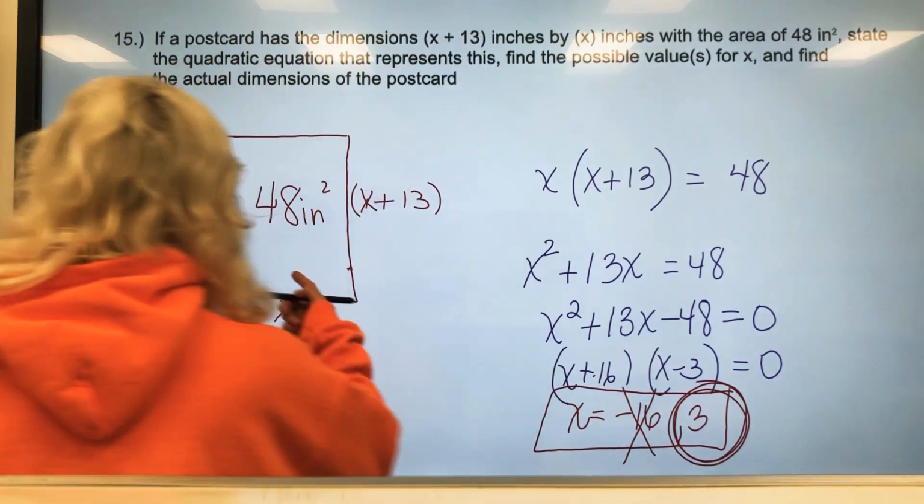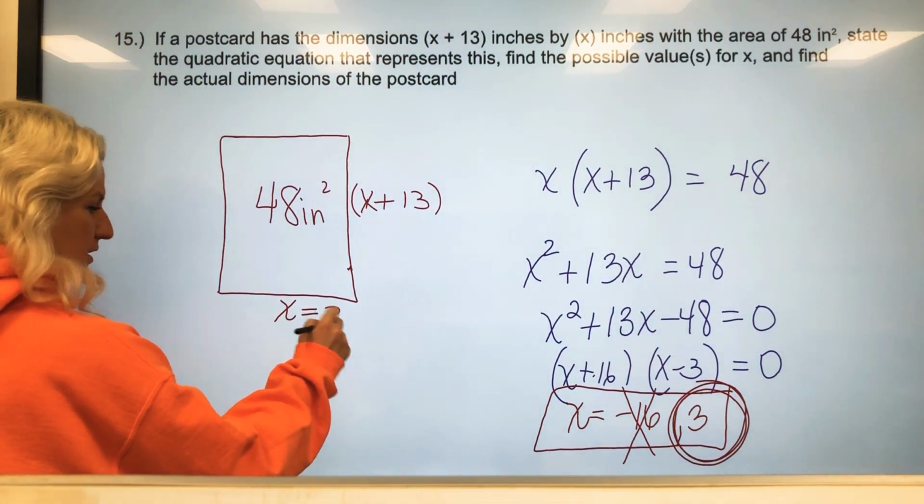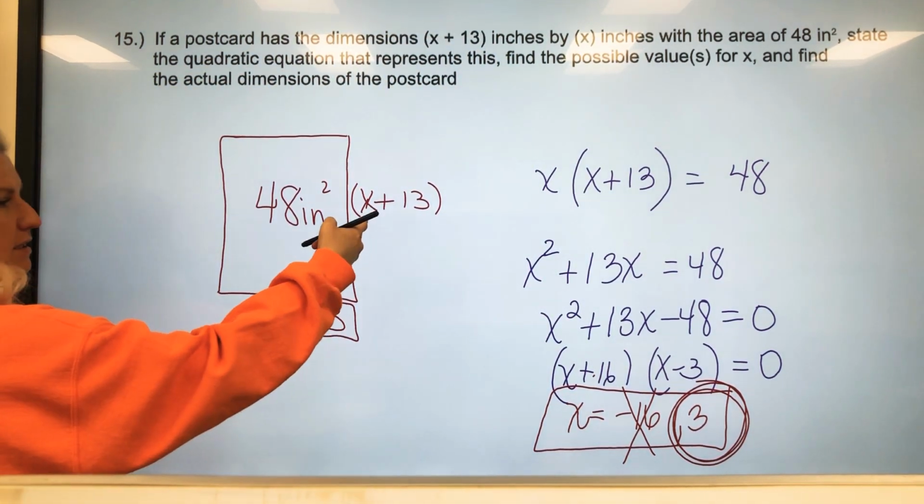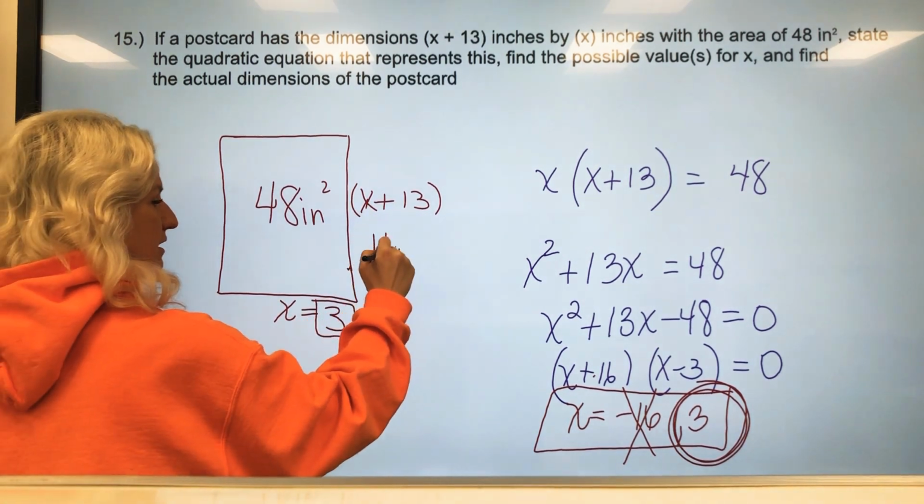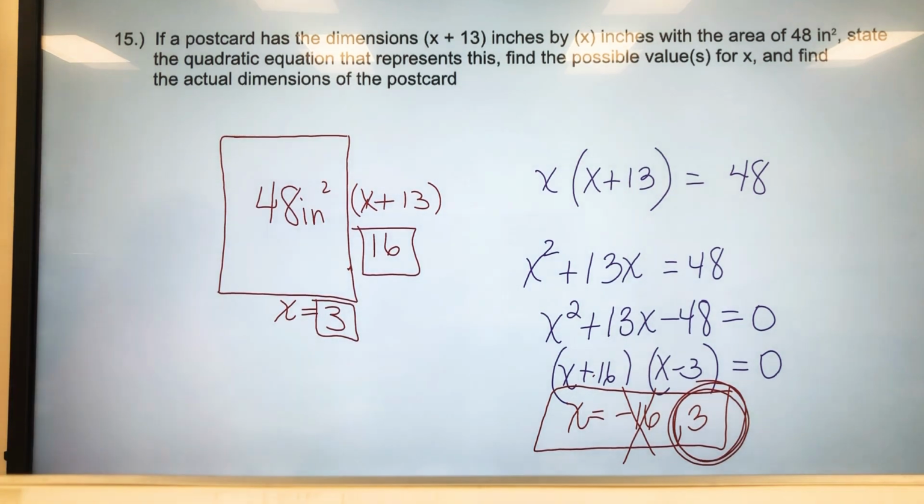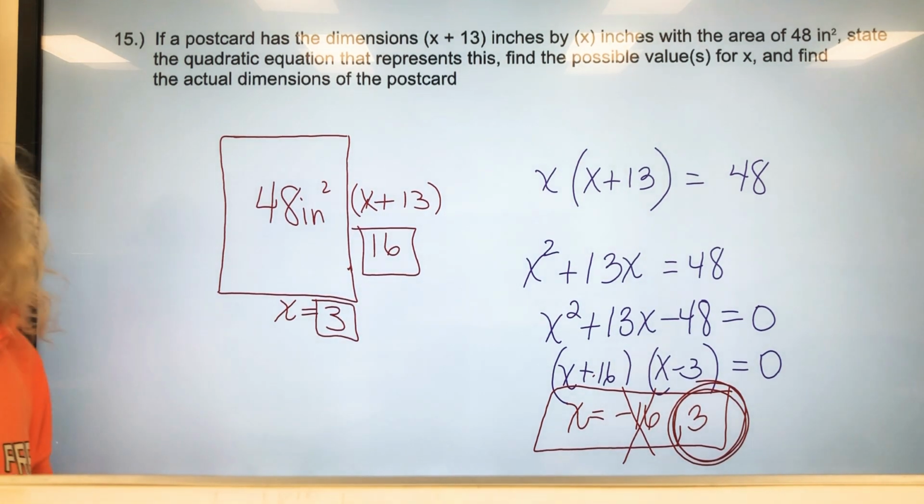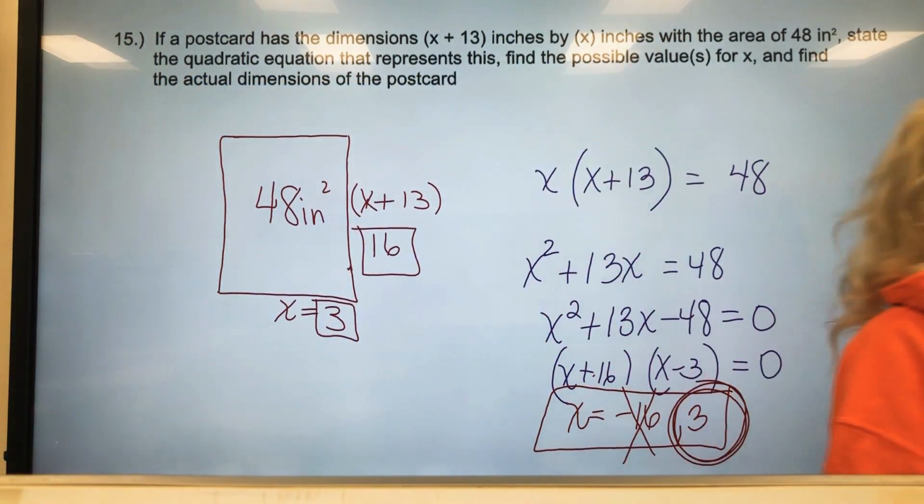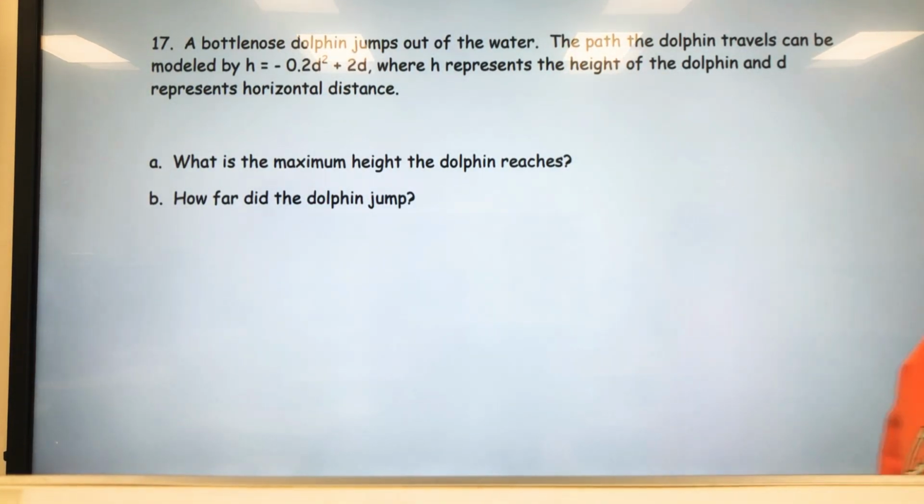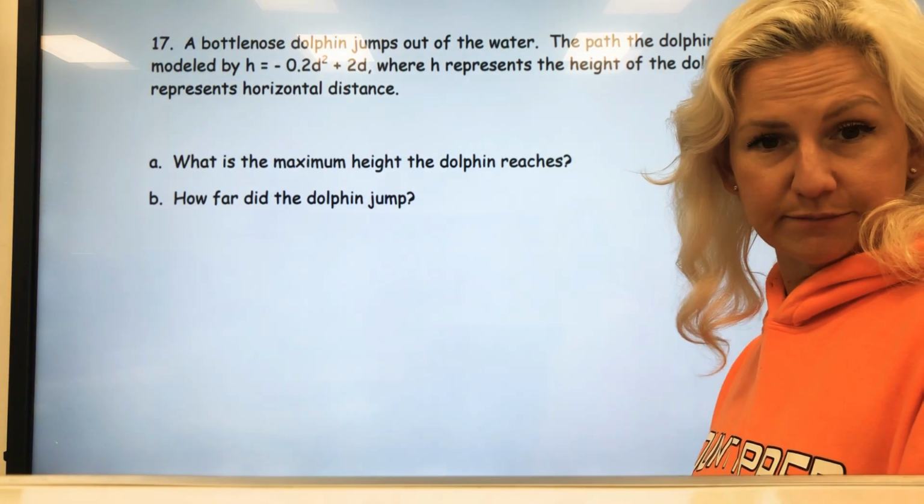All right? So that means that this side is 3, right? And this side is 3 plus 13, right? Which is 16. So these are my dimensions. Okay? Well, let me know if you have questions about that. What's this one? All right, this one is number 17.